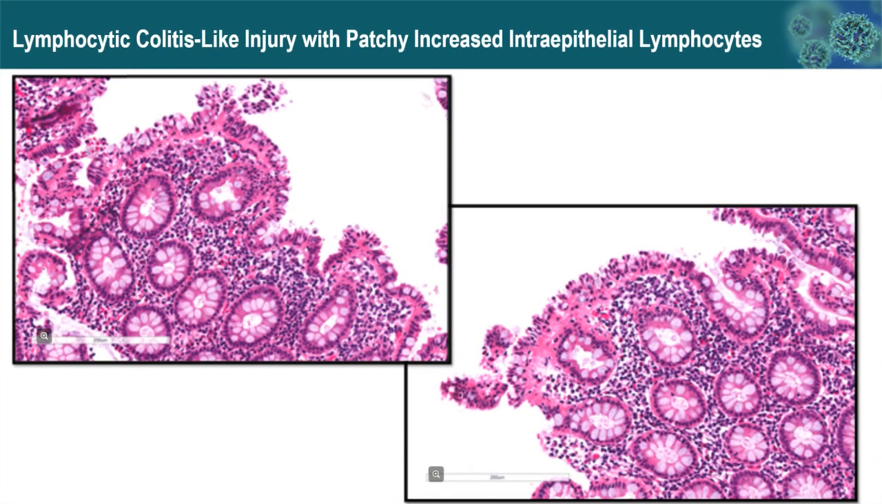Here is an example of a lymphocytic colitis-like pattern of injury, wherein if we look carefully at the surface epithelium, we see a greater number of intraepithelial lymphocytes within the colonic mucosa. There is also expansion of the lamina propria as observed in these histologic images.